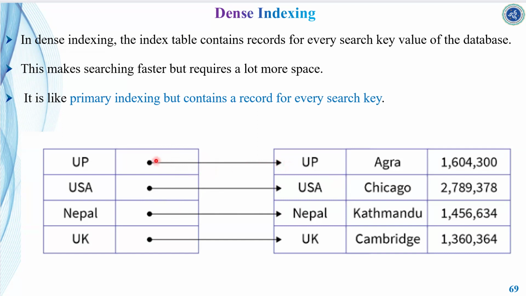The dense index is like a primary index, but it contains a record for every search key. So once again, dense means it will have a pointer value. The index file entries, the field values, will be there for every field in the master table.